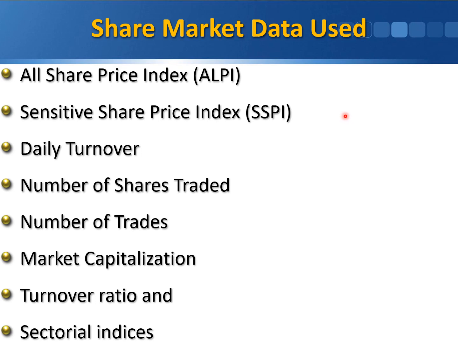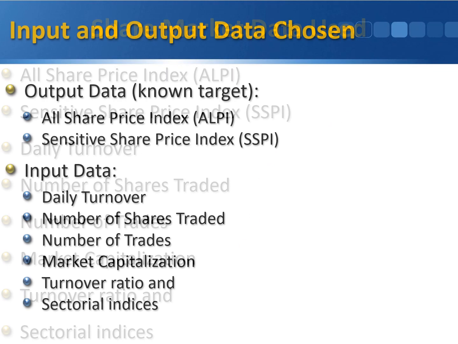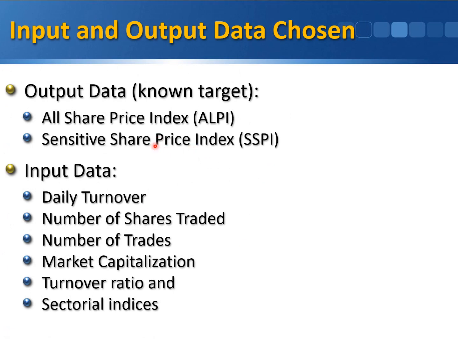Others we can consider as inputs. So the output data, known target, teacher output, are the all share price index and sensitive share price index. Those are the two output data or known targets. Then the input data are daily turnover, number of shares traded, number of trades, market capitalization, turnover ratio, and sectorial index.